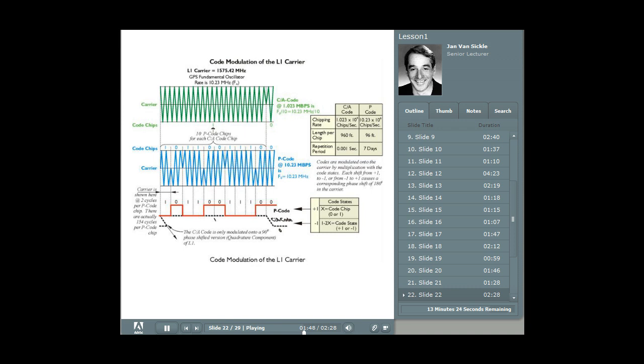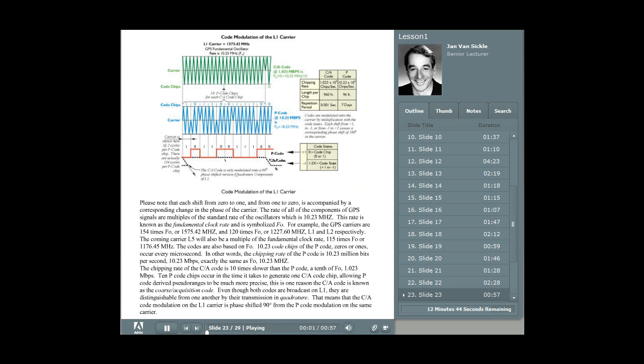Notice that the CA code chipping rate is 10 times slower than the P code. The length of a CA code chip is 960 feet, whereas the length of a P code chip, 10 times shorter, because the P code's 10 times faster, is 96 feet. And also, notice the repetition period. The CA code is repeated very quickly, whereas the P code does not repeat for 7 days, making it more secure, as would be expected with a classified precise code. Well, you see here also the 10 P code chips per each CA code chip, which is exactly as you would expect.